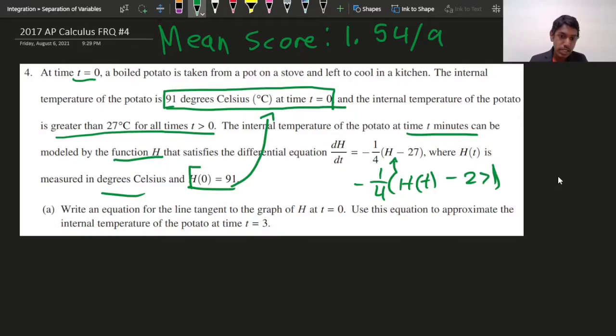They might not always give you this in mathematical notation. They might just exclude this portion of the sentence completely. And it's your job to be able to say, okay, this portion of the sentence is telling me that h of 0 is 91, right? But they've been particularly lenient with this question. They've given you that. Okay, so let's write an equation for this tangent at t equals 0, and then use this to approximate t equals 3.